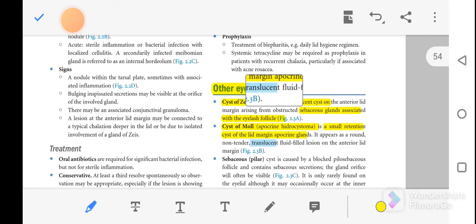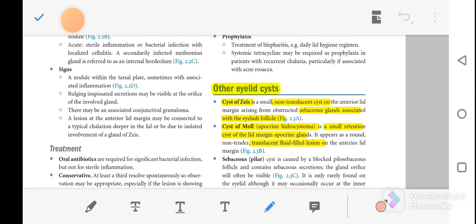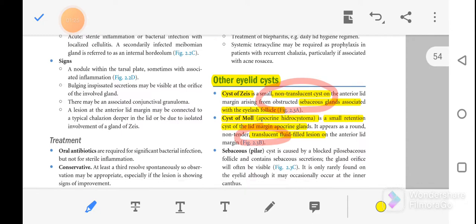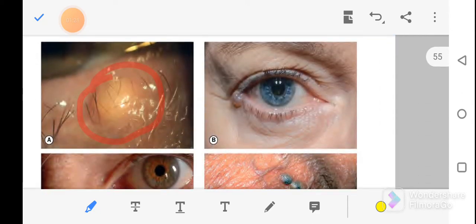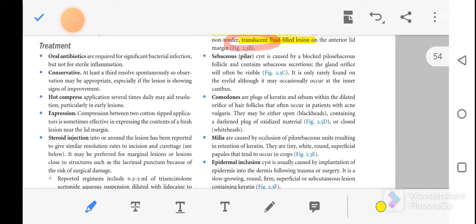It is translucent and fluid-filled. The cyst of Zeiss is a non-translucent cyst. This is a translucent cyst. So this is the difference. This is the cyst of Moll, which is the translucent cyst on the lid margin.